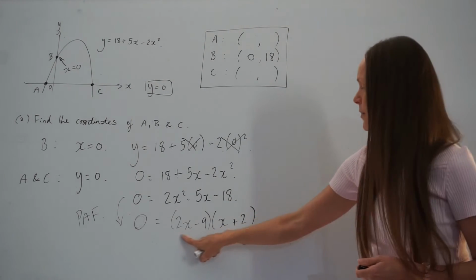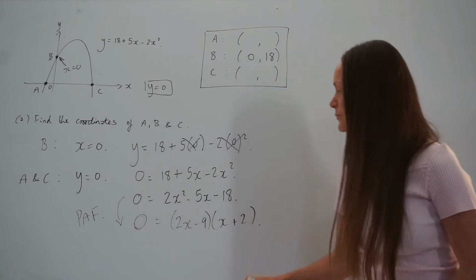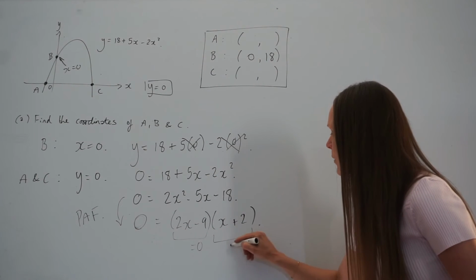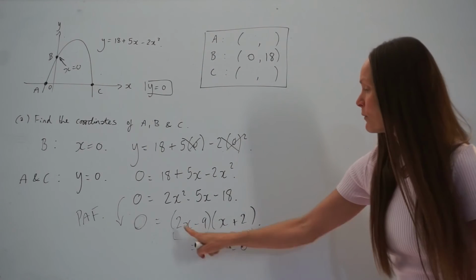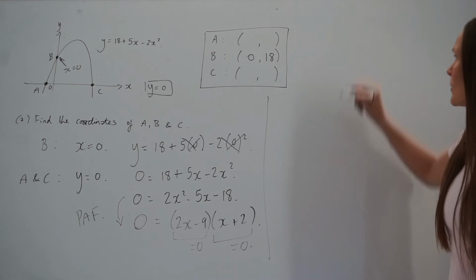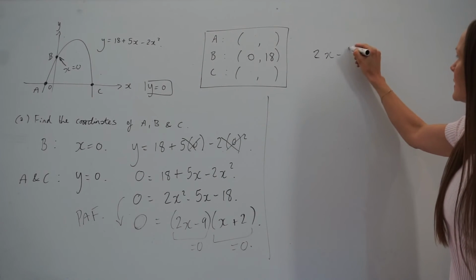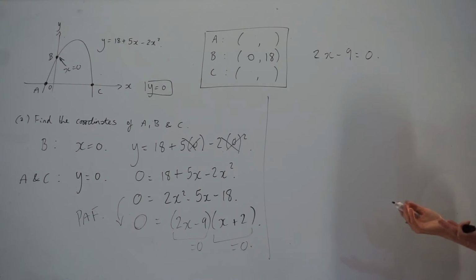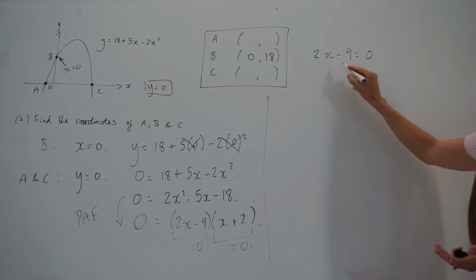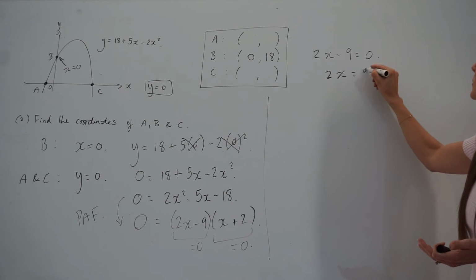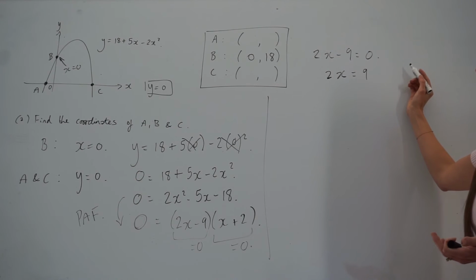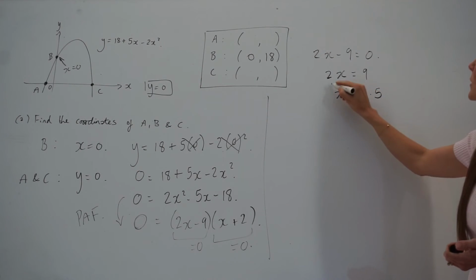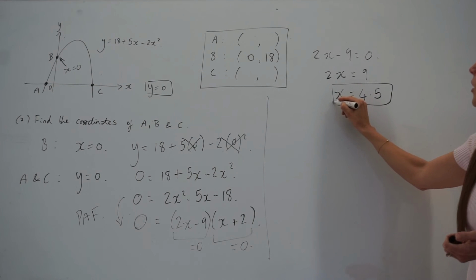So if this is equal to 0, either this bracket is equal to 0 or this bracket is equal to 0. So if the first bracket, 2x minus 9, is equal to 0, we can solve this equation to find x. So I'm going to add 9 to both sides of the equation, so 2x is equal to 9. Then if I divide both sides by 2, I find that x is equal to 4.5. So there's one value of x.